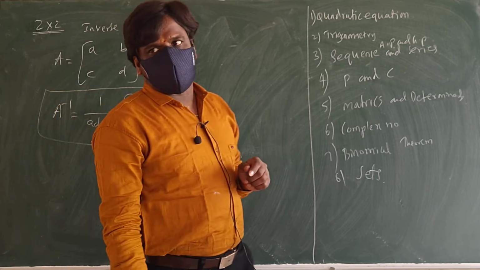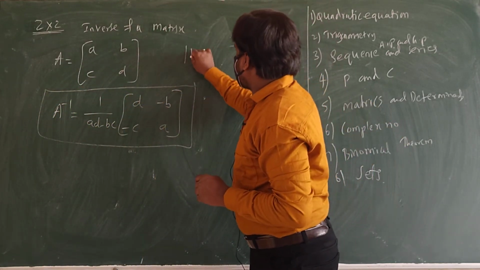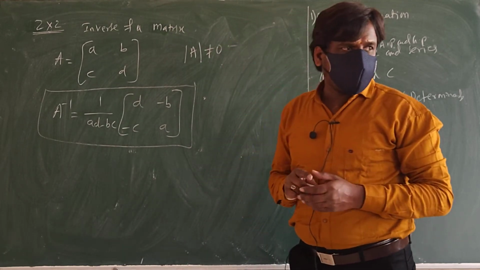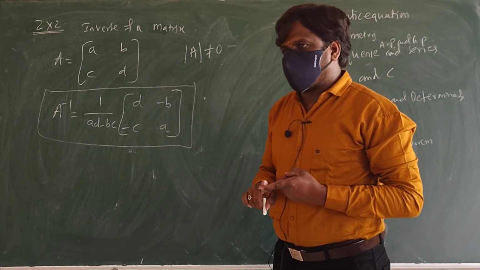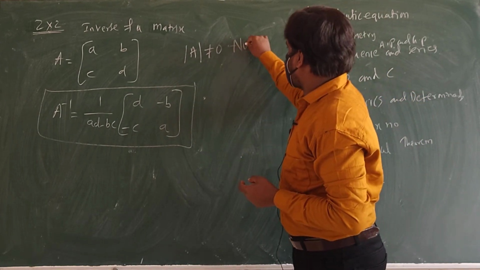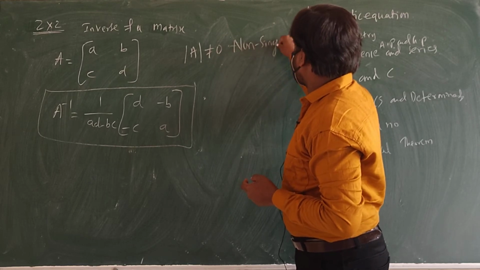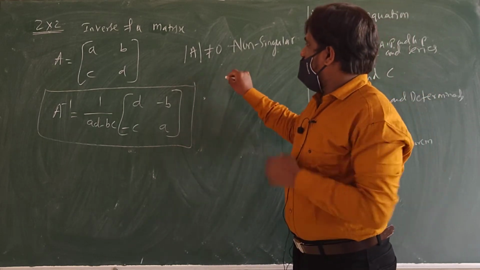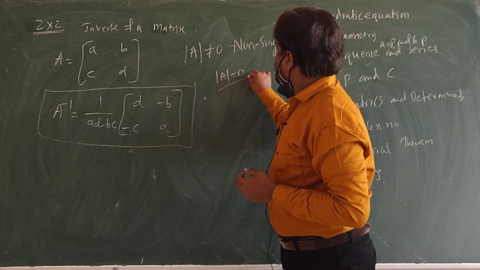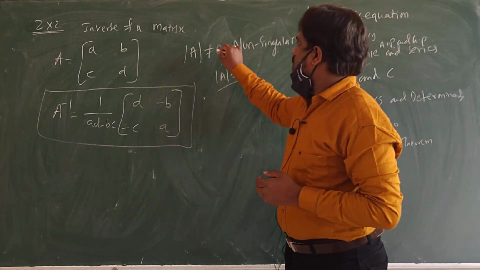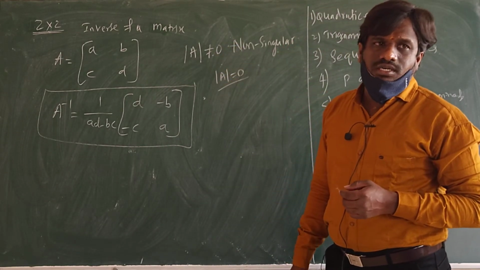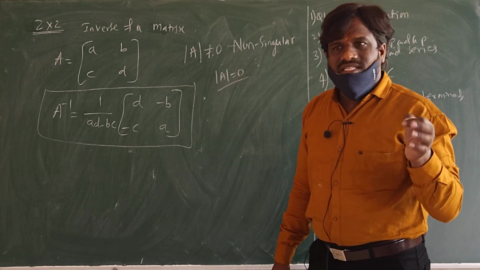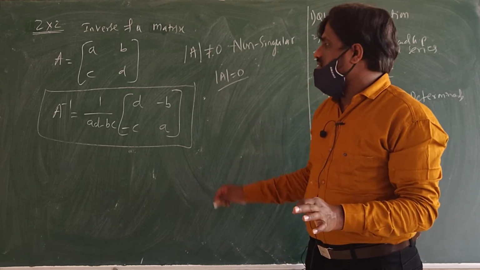See, the inverse exists only if the determinant of A is not equal to 0. If any matrix is given, if that matrix's determinant is not equal to 0, then it is called a non-singular matrix. Already I explained, right? Non-singular, singular, did I explain? Questions will be asked on this. Singular matrix means determinant is equal to 0. Non-singular means determinant is not equal to 0. Every non-singular matrix has an inverse. So only if a matrix is non-singular, its inverse exists.